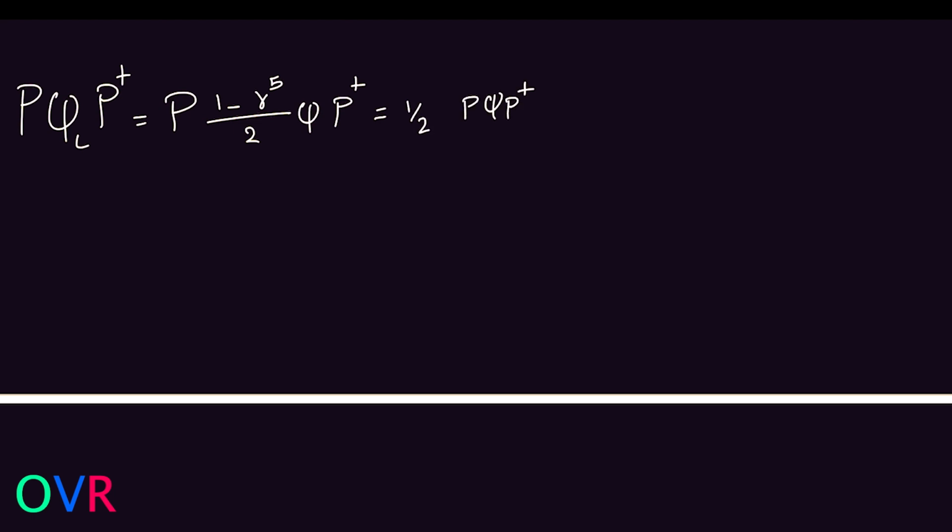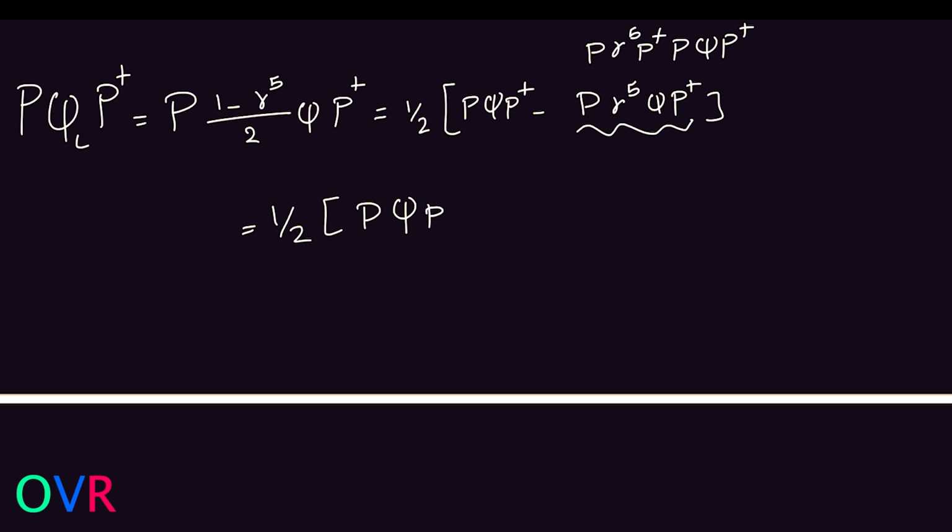I was saying that psi of L, you have P and P dagger, is equal to P (1 minus gamma 5) psi P dagger. That is equal to 1 over 2 P psi P dagger minus P gamma 5 psi P dagger. This is going to be P gamma 5 P dagger P psi P dagger. This is equal to then P psi P dagger minus, now this gamma 5 is going to be flipped, minus gamma 5, so plus gamma 5 P psi P dagger.